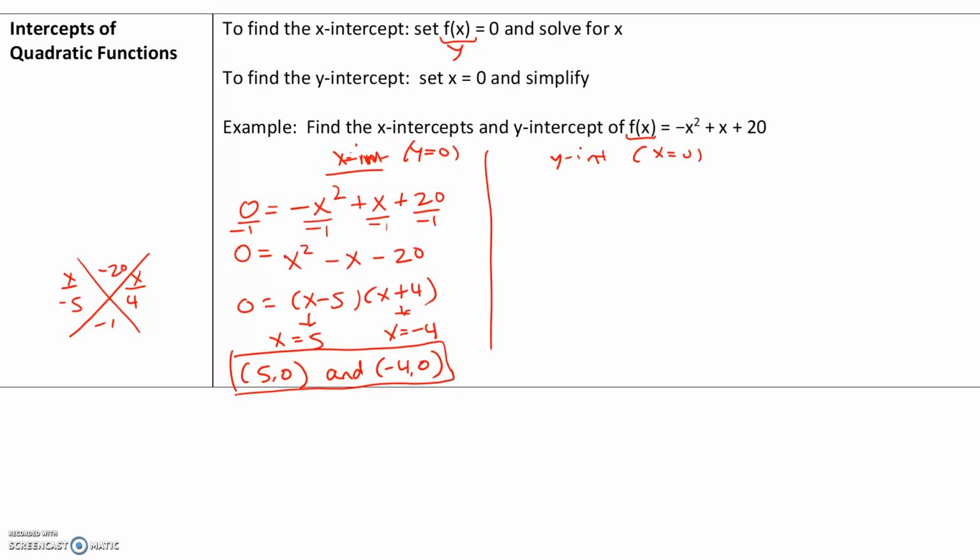For the y-intercept, we set the x value equal to 0. So we basically want to figure out what f of 0 is equal to. Our x value, or our input, is equal to 0. So we're going to get -0 squared plus 0 plus 20. Anything 0 to the second power is 0, and 0 is 0, so f of 0 is equal to 20, so our y-intercept is going to be (0, 20). Okay, and that's how we find intercepts.